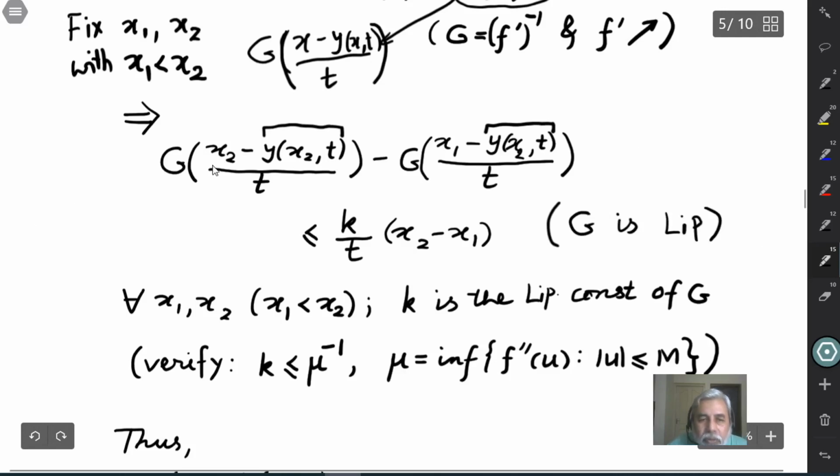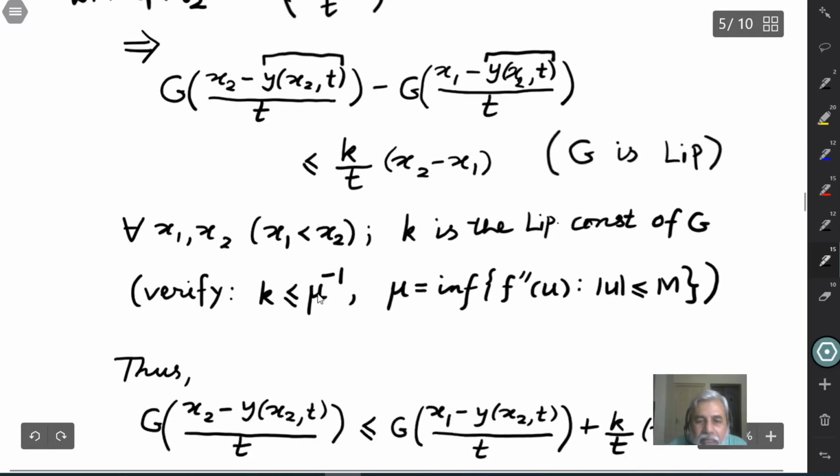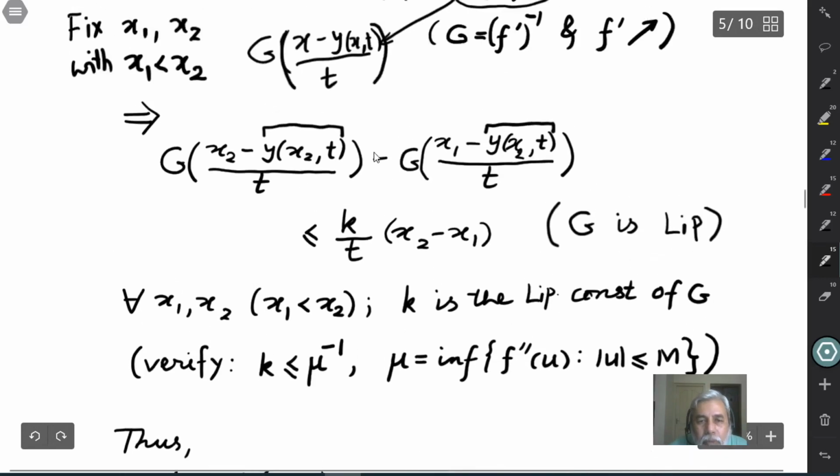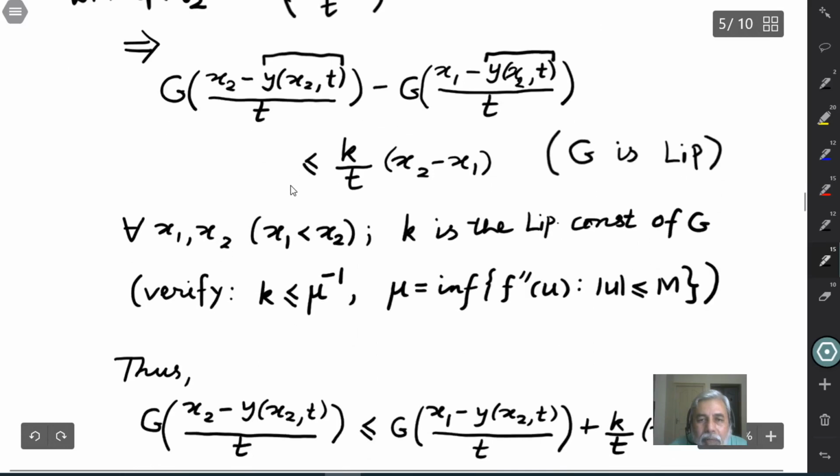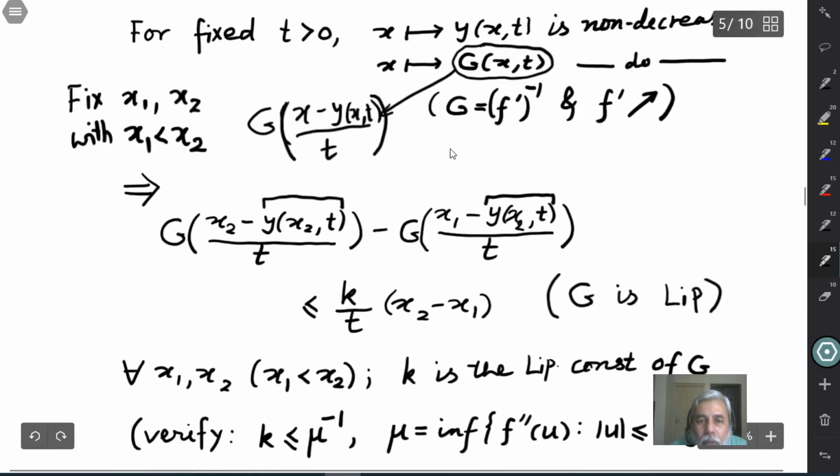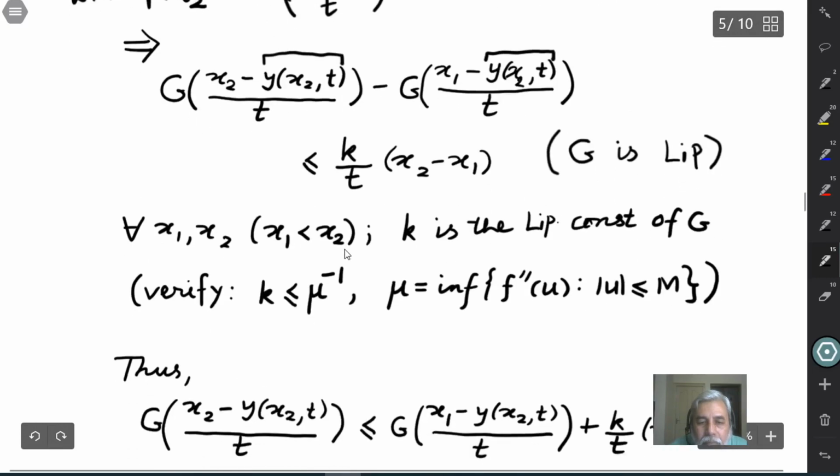So since the y is the same, the difference is just (x2 minus x1) by t, and k is the Lipschitz constant. That's related to f double prime and other things, and you can just verify that. This also appears in the proof for the Hamilton-Jacobi equation, so you can also get this result from there.